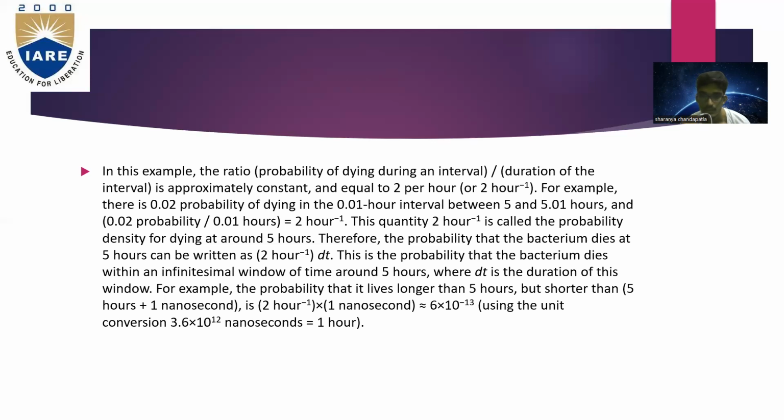Therefore, the probability that the bacterium dies at 5 hours can be written as the 2 hours inverse of the dt. This is the probability that the bacterium dies within an infinitesimal window of time around 5 hours, where dt is the duration of this window. For example, the probability that it lives longer than 5 hours but shorter than 5 hours plus 1 nanosecond is 2 hours inverse times 1 nanosecond, which equals 6 times 10 to the power minus 13, using the unit conversion 3.6 times 10 to the power 12 nanoseconds equals 1 hour.